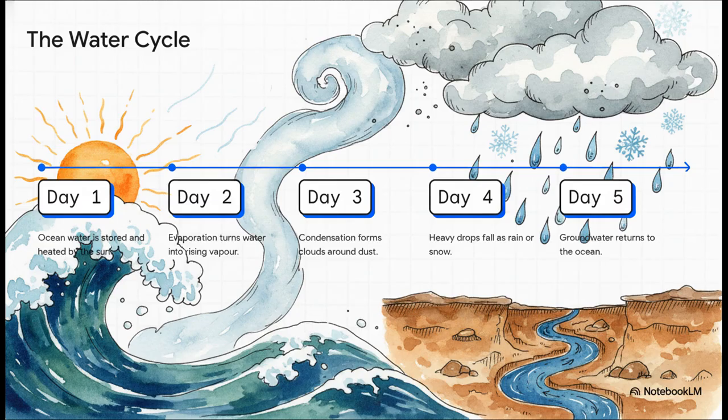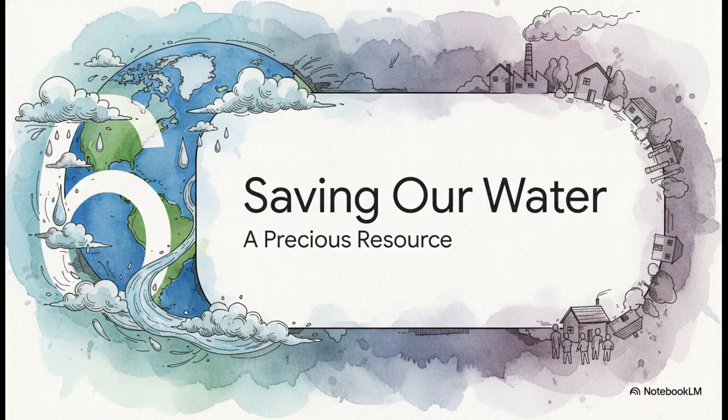a huge fluffy cloud. Eventually, that cloud gets way too crowded and heavy, and our droplet plummets all the way back to Earth as a heavy raindrop, or maybe even a snowflake. It hits the ground, soaks in to become groundwater, and slowly flows back to the ocean to do the whole thing over again. Finally, Section 6, Saving Our Precious Water.